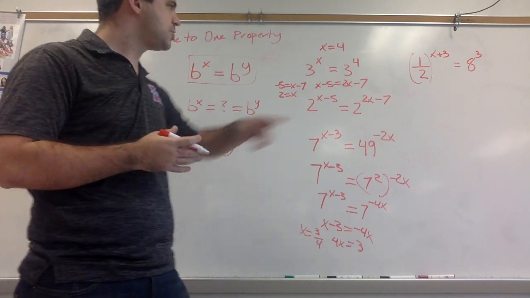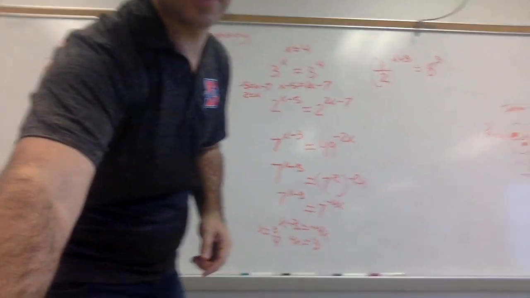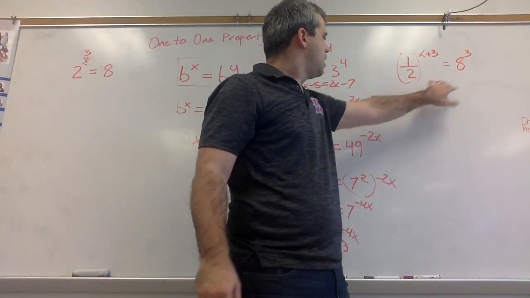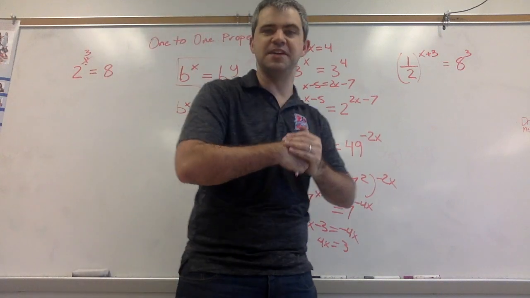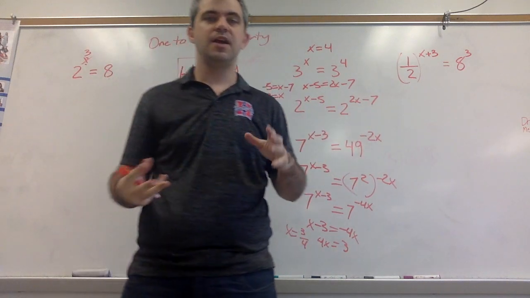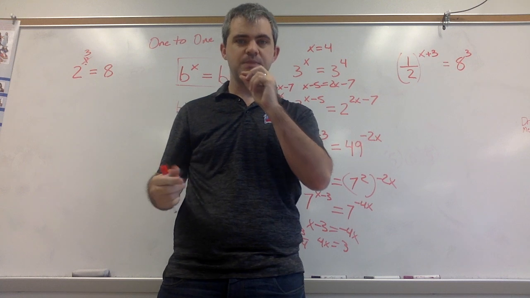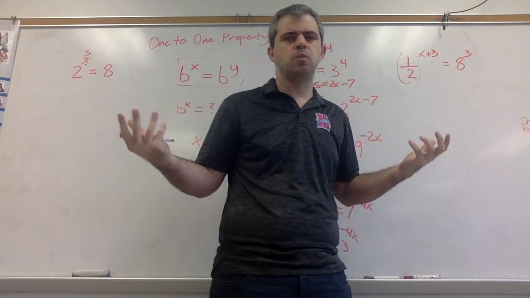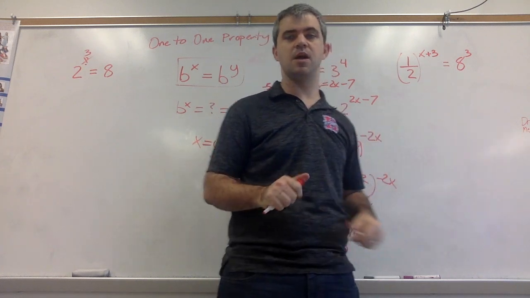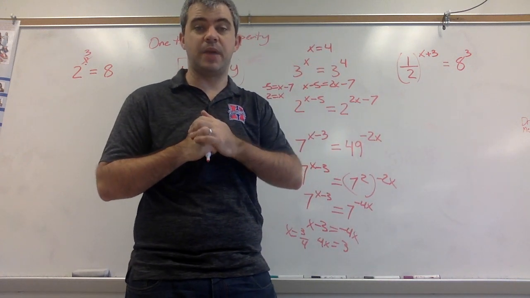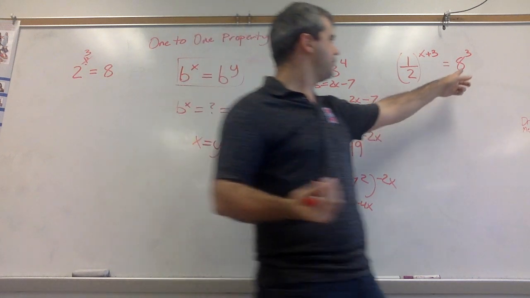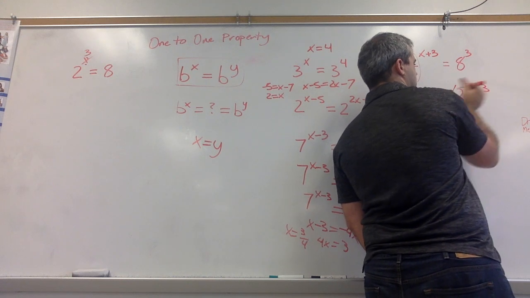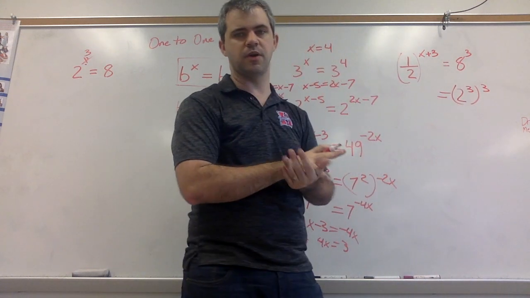All right, let's do one more. This is about as tricky as things are going to get for you. Oh my goodness, 1/2 and 8. Do those have anything to do with each other? Well, they do. What could be our common base here? Well, probably the common base that I would pick would be 2. Hopefully you can see that 8 is 2 to the third. So I'll substitute 2 to the third for 8.